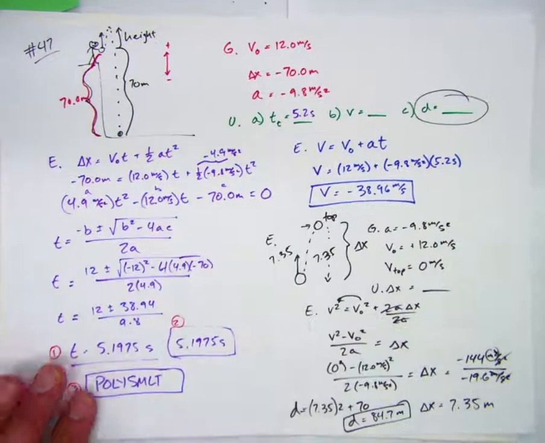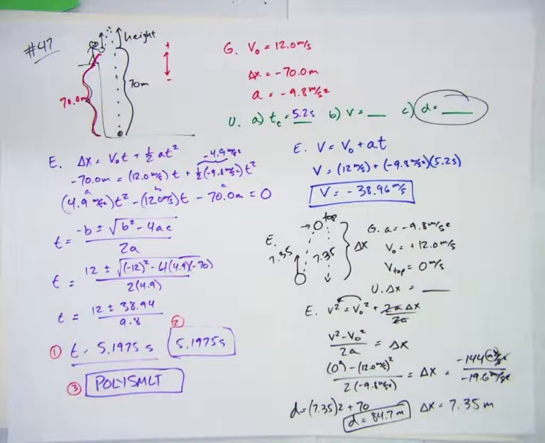Okay? So there's an example of a challenge problem using free fall, using negative 9.8 as your acceleration, and solving using the quadratic, an example of that. So hopefully this challenge problem really helps you out in understanding how to solve hard problems.